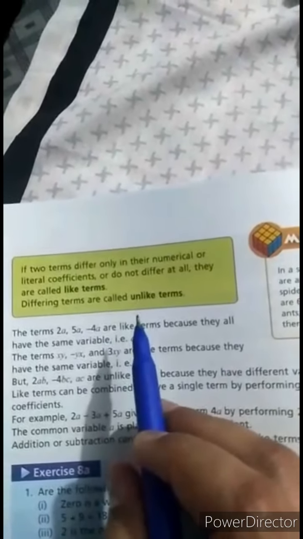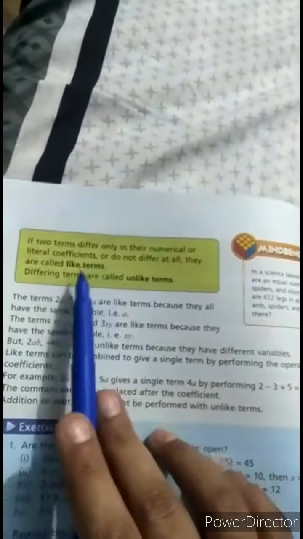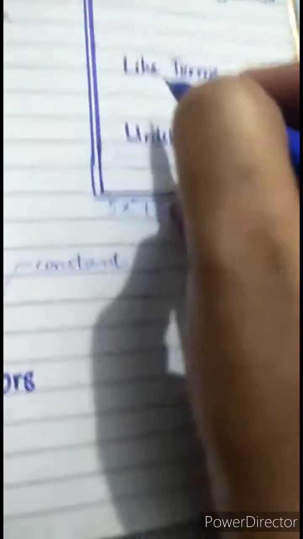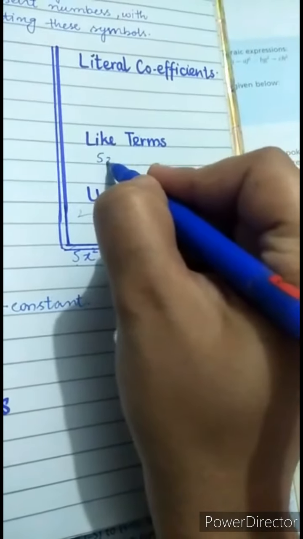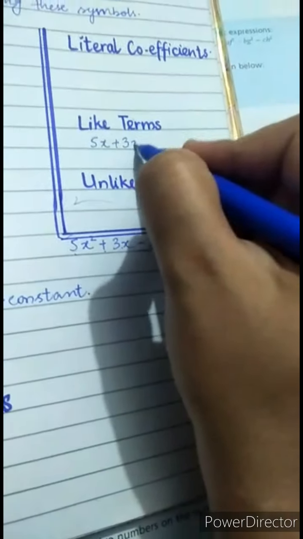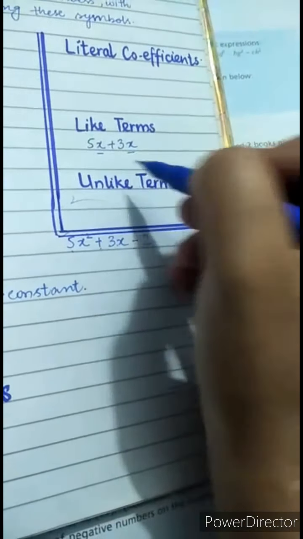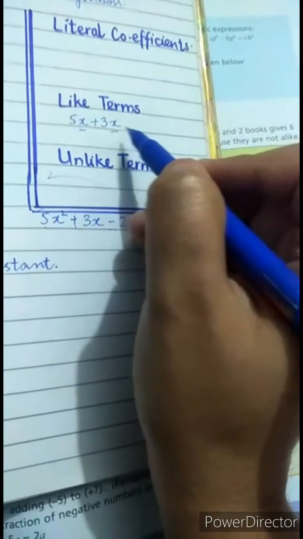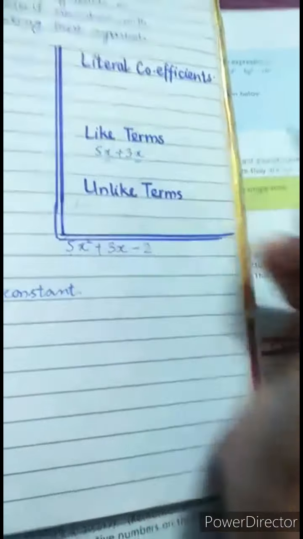Let me tell you this with the help of an example. In the definition, we are told that the values having the same variables are like terms and the values having different variables are known as unlike terms. Let me tell you the like terms and unlike terms first, then we will go to the literal coefficients. The like terms. For example, I am having 5x and 3x. Dear students, if the variables are the same, we can solve this expression. The two terms having the same variables, to solve them, they are known as like terms.